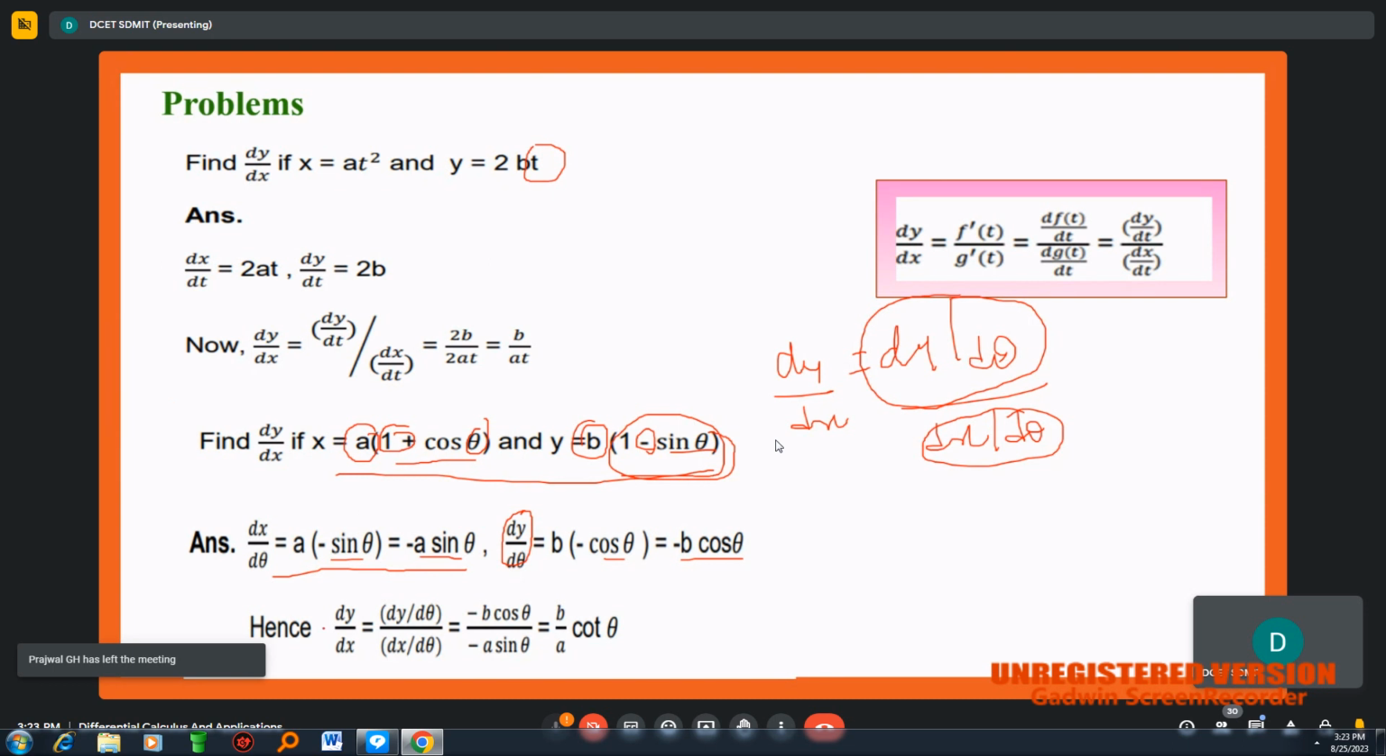Hence, what is the dy by dx now? Already I told that dy by dx is nothing but dy by d theta divided by dx by d theta. Now, dy by d theta we already found here, that is minus b cos theta, divided by dx by d theta, which is minus a sin theta. Now, this minus minus is cancelled. Now, we are getting b by a. Already you studied in the trigonometric functions, cos theta divided by sin theta is nothing but cot theta. Okay. This is the required dy by dx for the given parametric form.